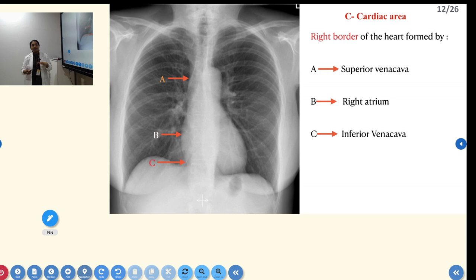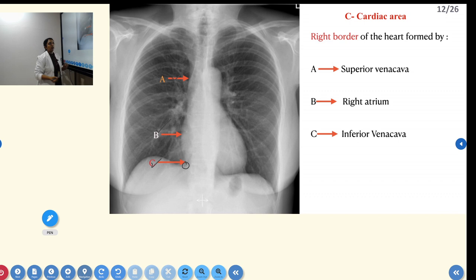Next thing, C. C is the cardiac shadow or the cardiac area. So here we have the cardiac area. When you see the cardiac area, you should remember there are two radiological borders of the heart. One is the radiological right border and the other one is the radiological left border. Here the radiological right border is formed by A, the superior vena cava. So the right border is entirely a venous border. B is the right atrium. And C is the IVC. Please note that C, the IVC, lies between the diaphragm and the heart. This region between the heart and the diaphragm corresponds to the right cardiophrenic angle.